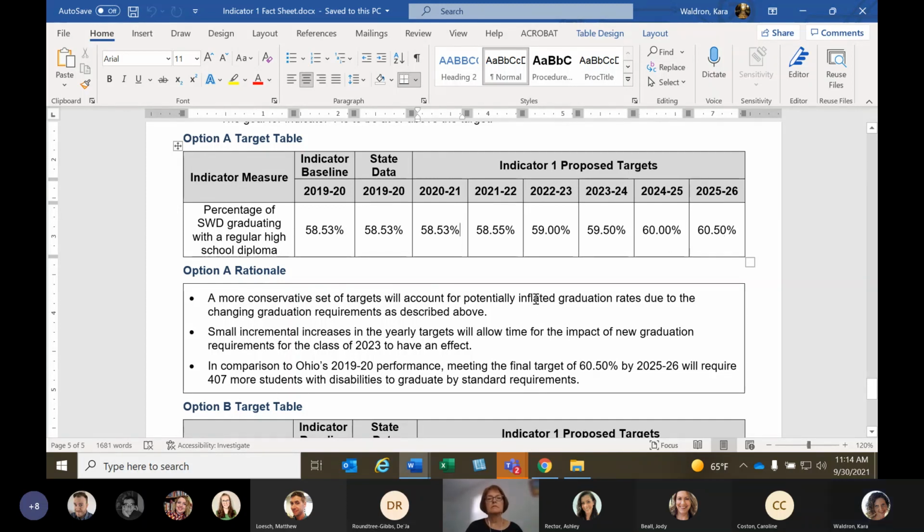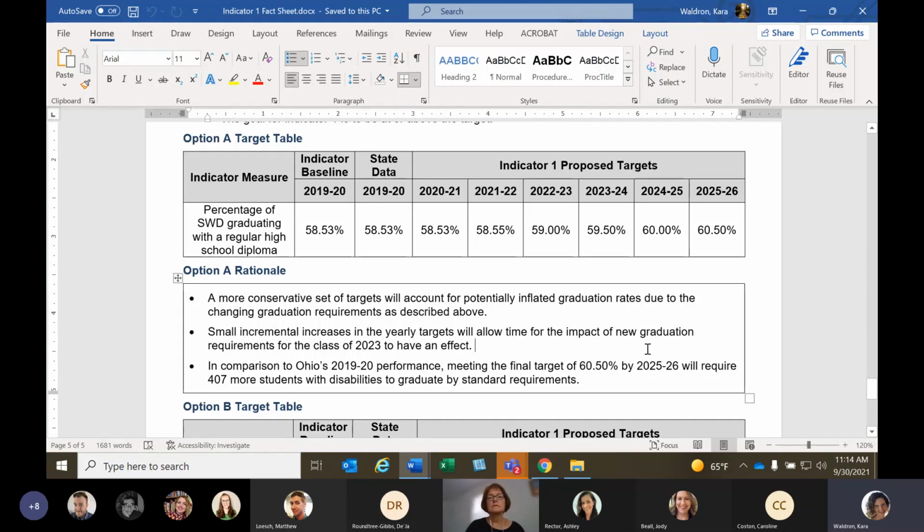So the rationale is that we have potentially inflated graduation rates due to those changing graduation requirements, as we've talked about. It might account for the fact that our new reality, which would begin with the class of 23 when our new requirements take effect, will essentially be a new baseline again. If that is quite a bit lower, then we might need to be right back here setting new targets. So taking a more conservative approach may make sense, and it does reflect small incremental increases.